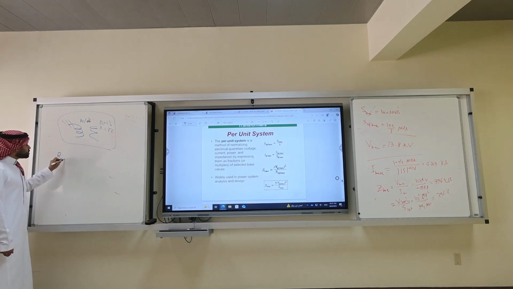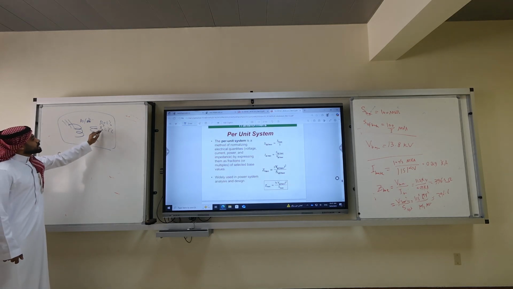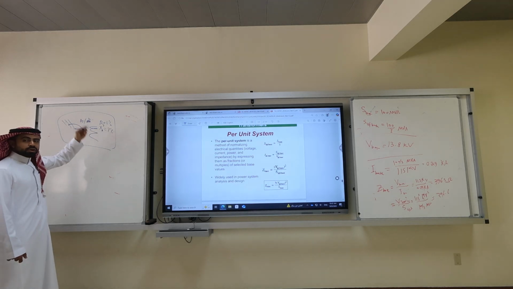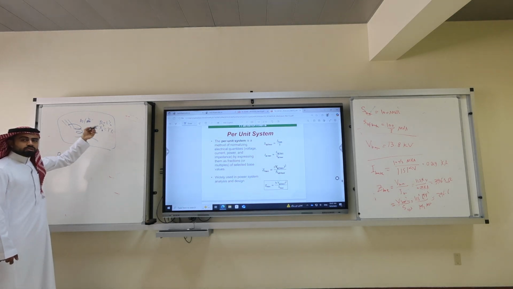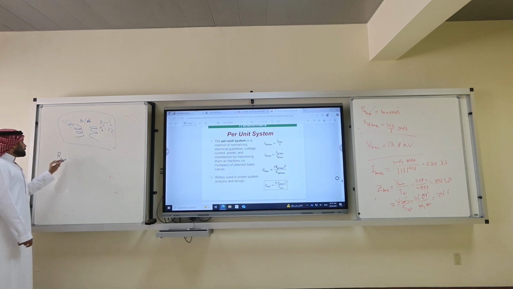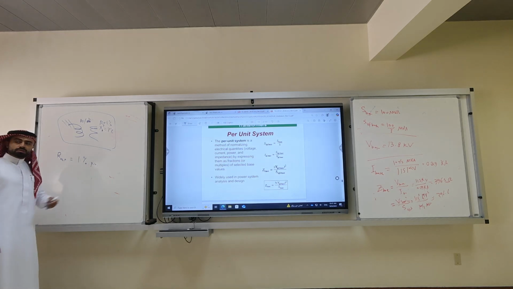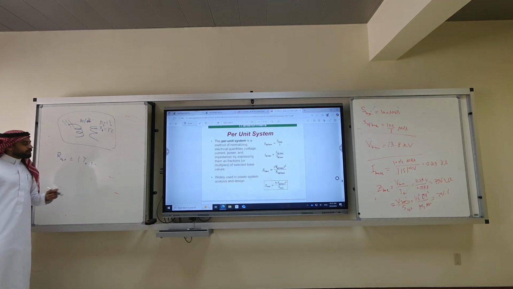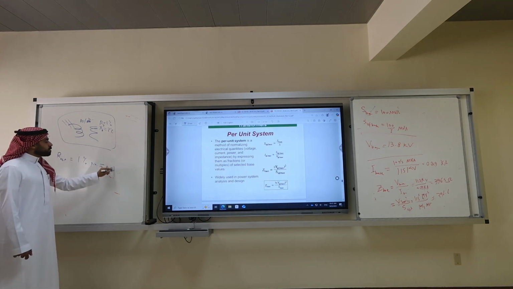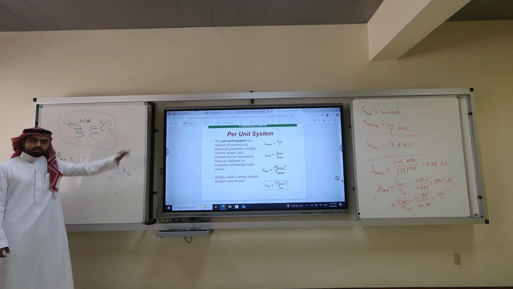equivalent referred usually to the primary. They either write RP or XP, or they write RS or XS, depending on the engineer who made the drawing. But you need to think, oh, he put P, it means referred to primary. It is 1% per unit. Sometimes they put percent, sometimes they put per unit. It means 0.01 times Z base. And then you get the number.